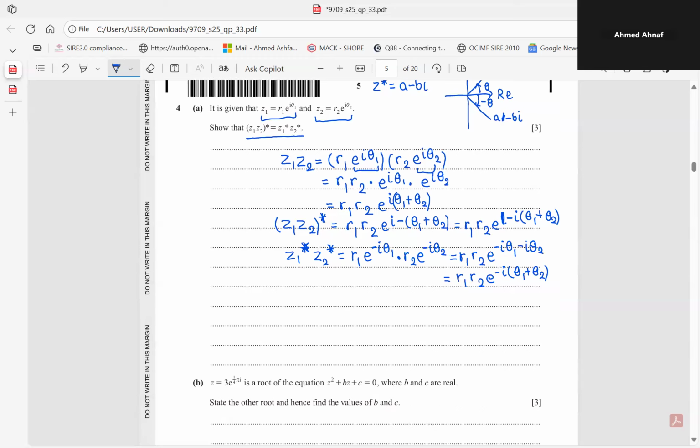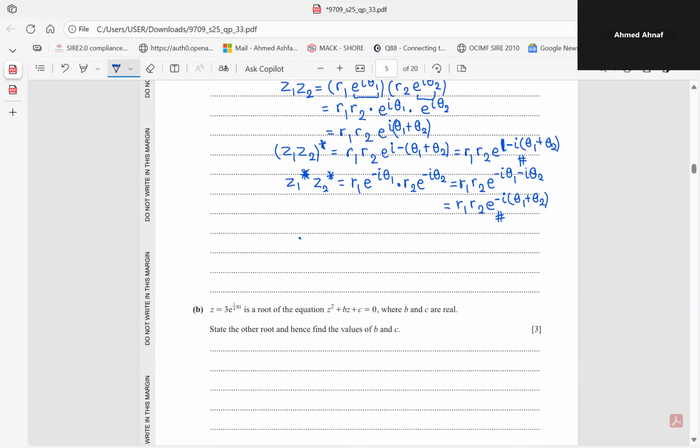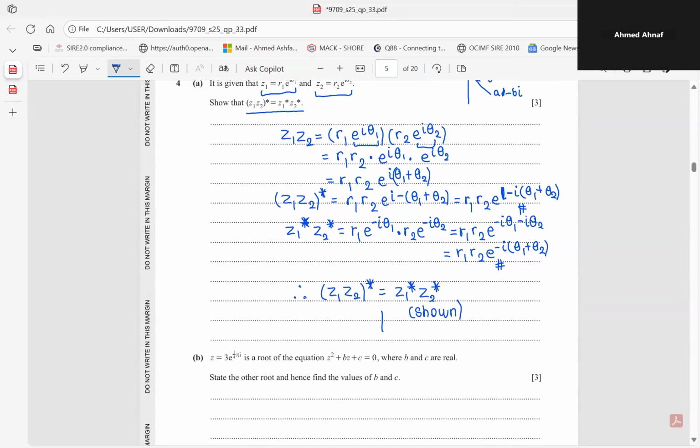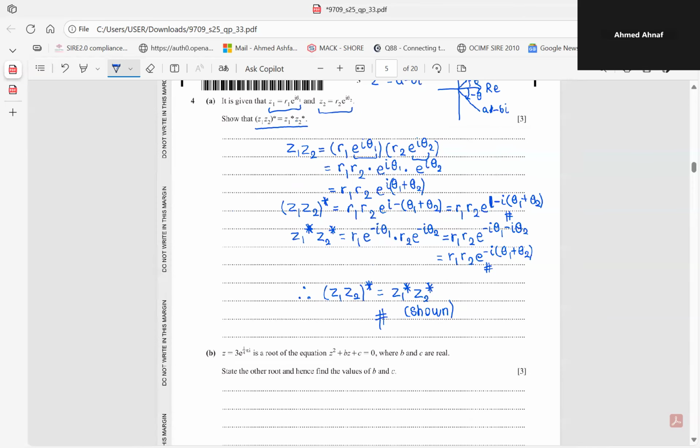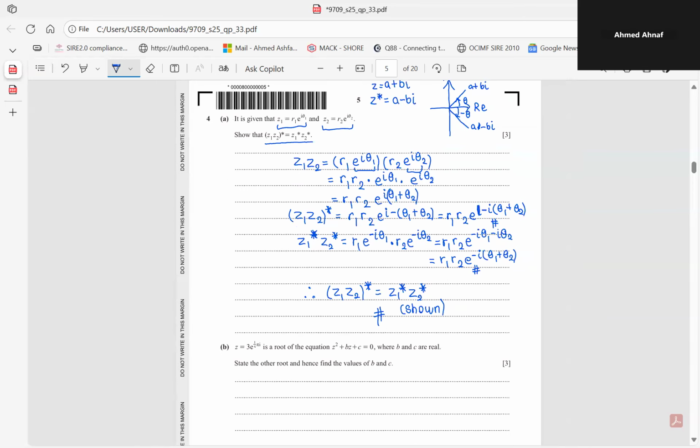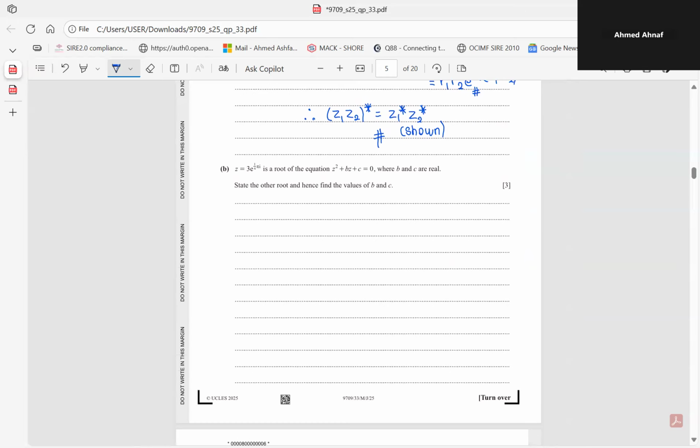Yeah, so as you can see, both of them are exactly the same. And hence we can conclude that the conjugate of Z1 times Z2 is equal to Z1 conjugate times Z2 conjugate. So we can write 'shown' here. So this is our final answer for this first part. Let's head on to the next part.